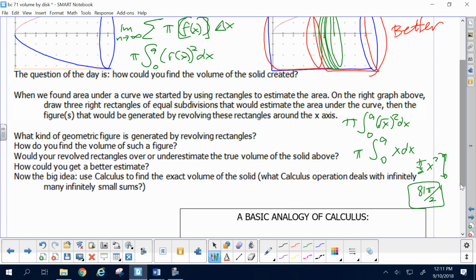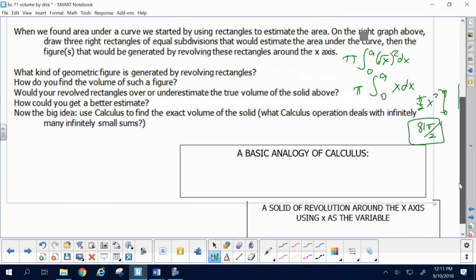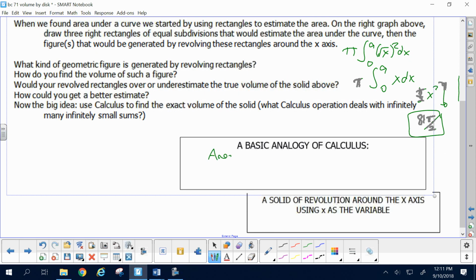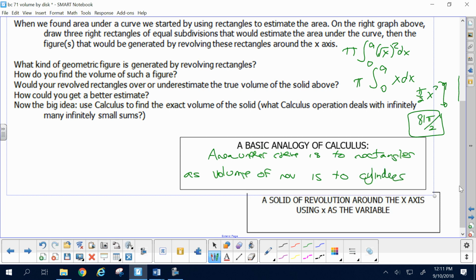So the basic analogy I would like you to know is that in 2 dimensions, area under a curve is to rectangles as in 3 dimensions, volume of revolution is to what? Cylinders. Area is to rectangles as volume is to cylinders, because when you revolve a rectangle, you get a cylinder. If I took this and revolved it around, I'd get a disc.